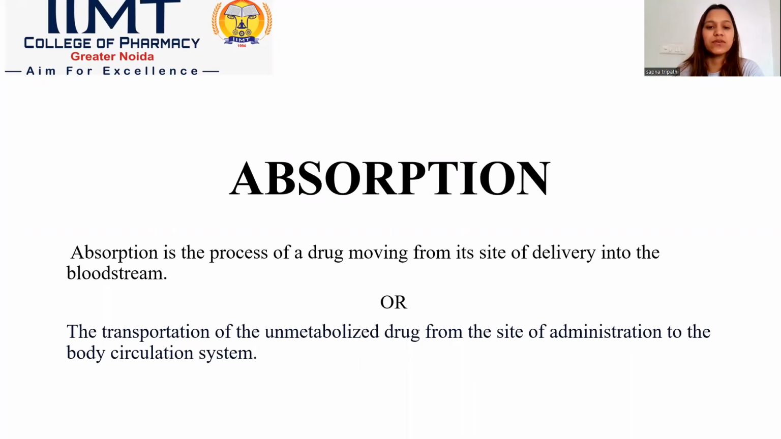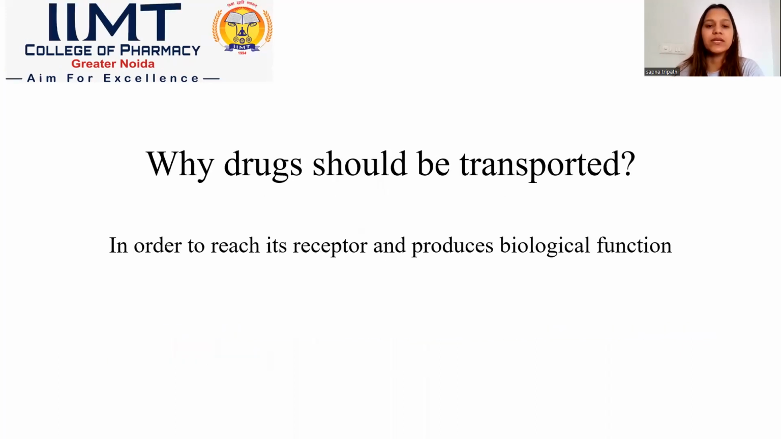Absorption is the process of a drug moving from its site of delivery into the bloodstream, or you can say the transportation of the unmetabolized drug from the site of administration to the body's circulation system. So we are saying transportation. Why is the transportation of a drug required? In order to reach its receptor and produce a biological function, a drug should be transported.